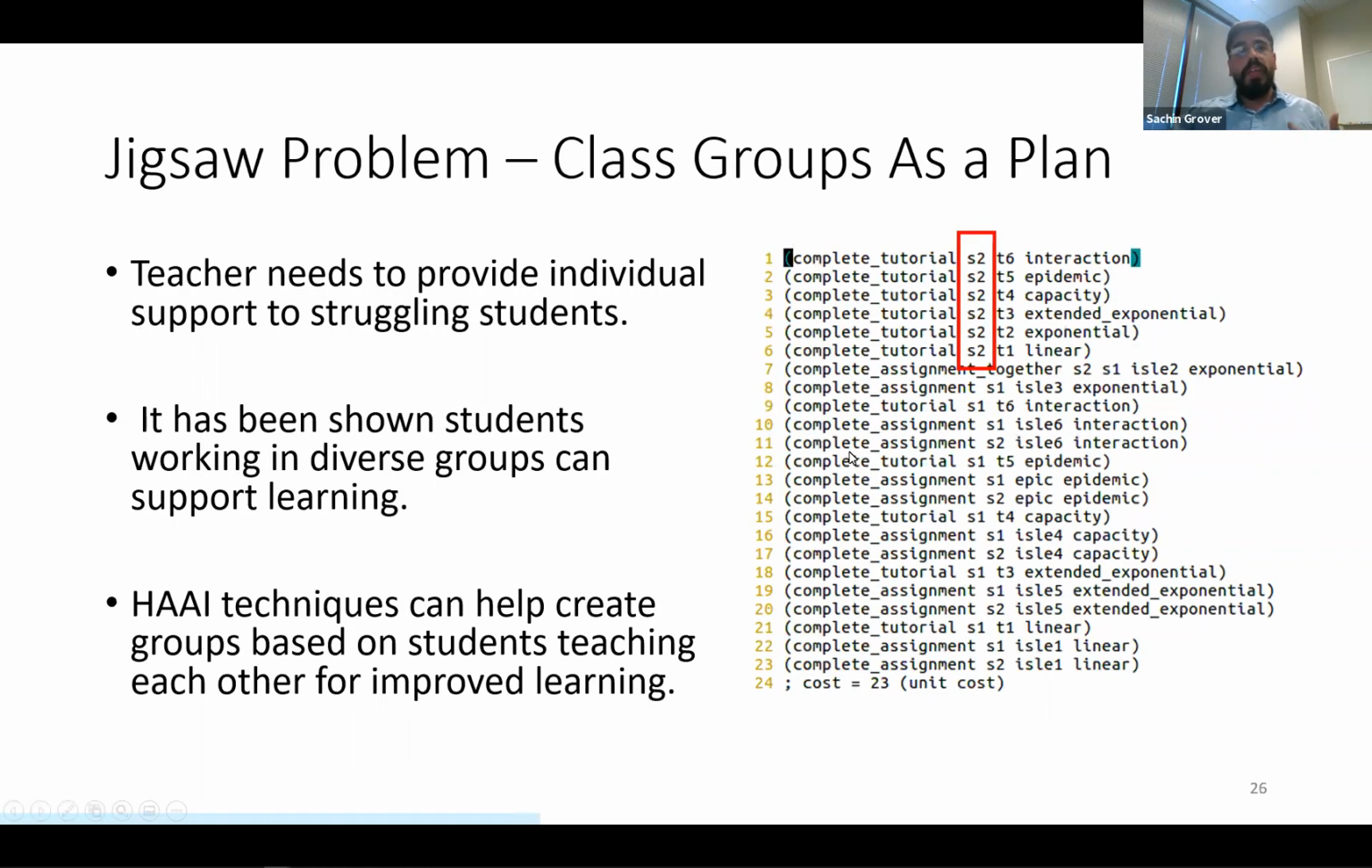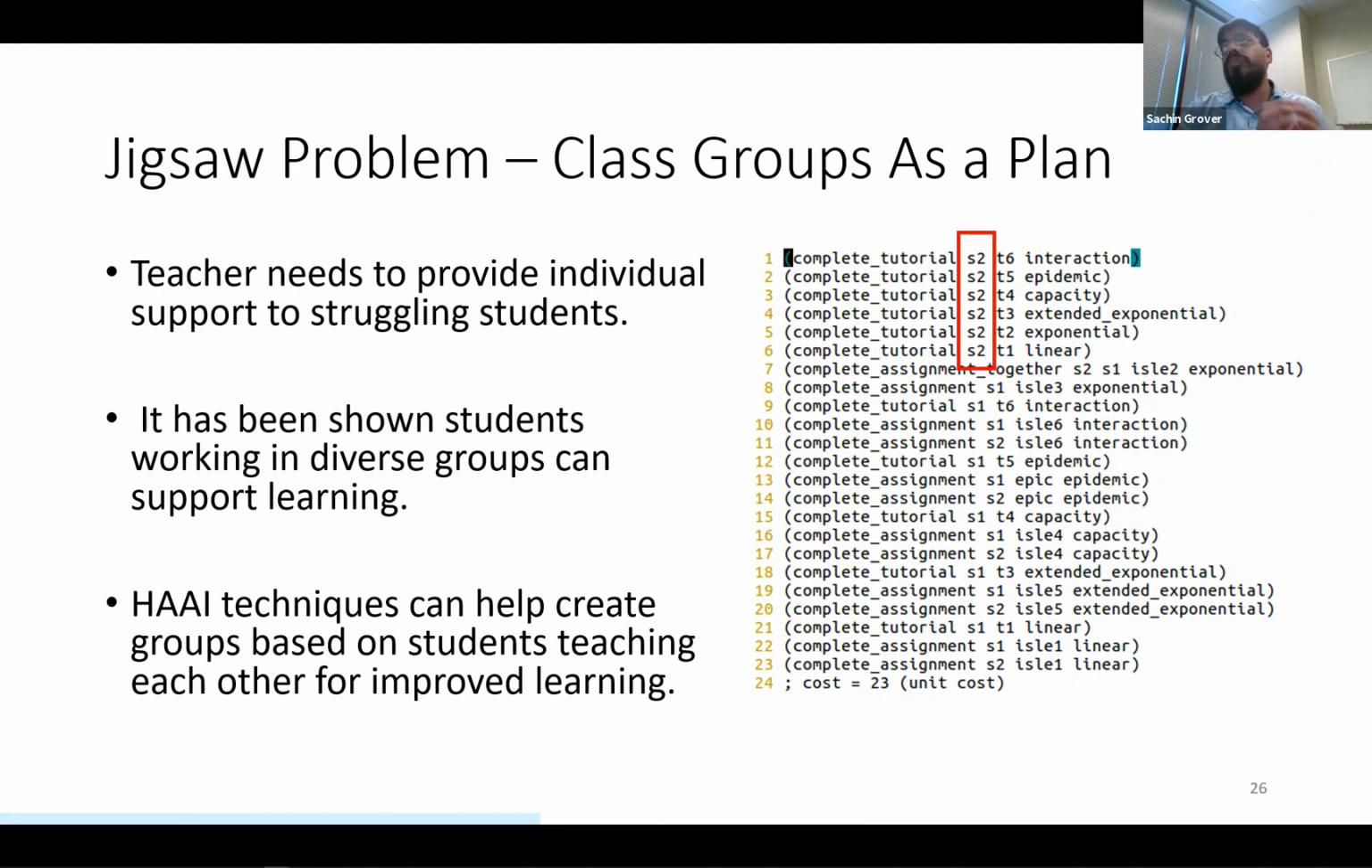Going to the next problem, the jigsaw problem. The jigsaw problem falls under the bigger umbrella of classroom orchestration. In classroom orchestration, a teacher is trying to orchestrate a class and ensure that a struggling student can get appropriate help. But we all know it is usually difficult for a teacher to support everyone. So the idea was that if a teacher can create dynamic groups where the students can help each other, that can take the load off the teacher.